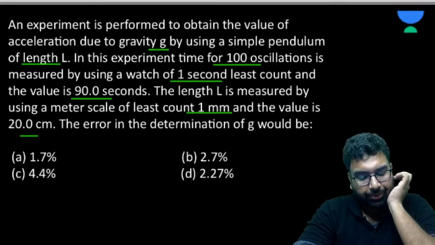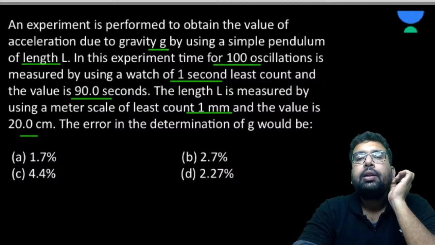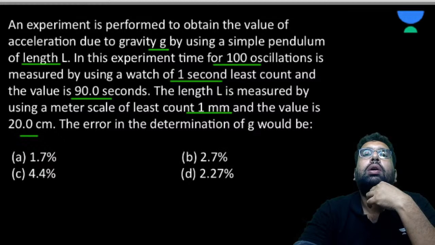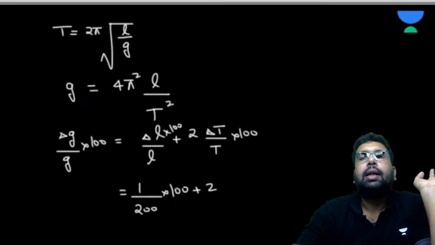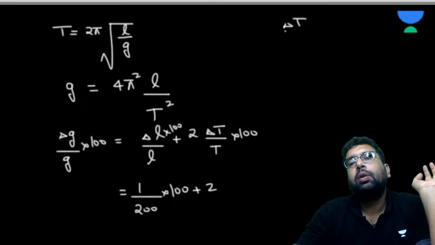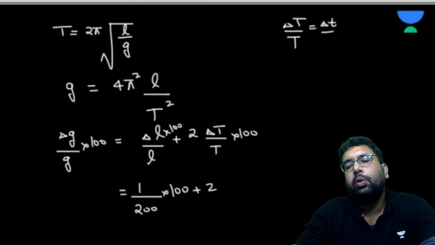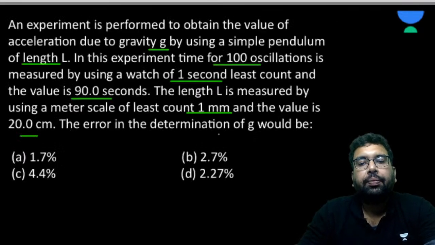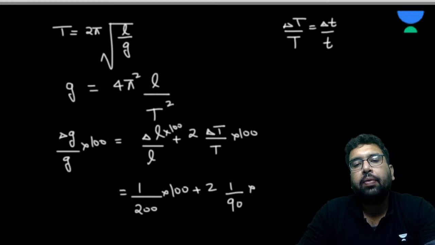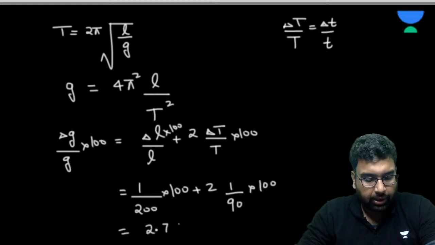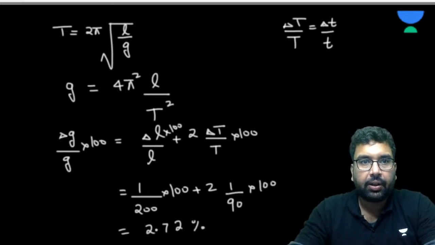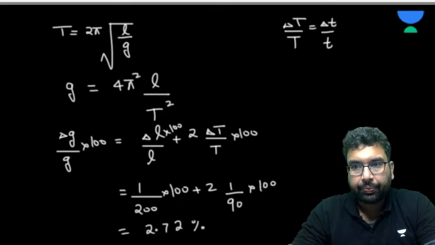So delta T. This T is basically the time period of one oscillation. But if you have seen my sessions, I have told you that this delta T by T is also equal to small t by T, so you need not worry. So delta T is 1 second, right? And this 1 second is the error in the measurement of 90 seconds, into 100. So we get 0.5, and when you solve it, you will be getting somewhere near 2.72%.